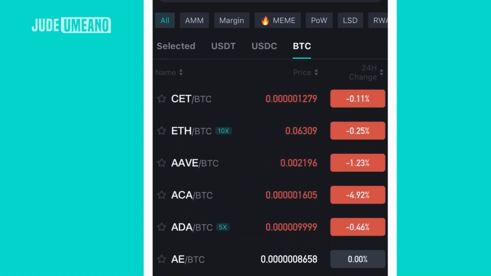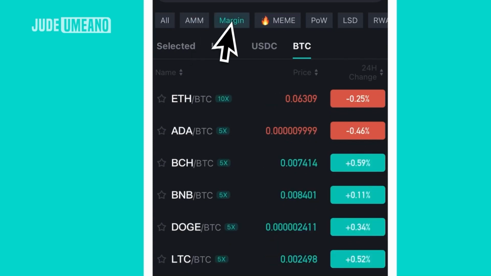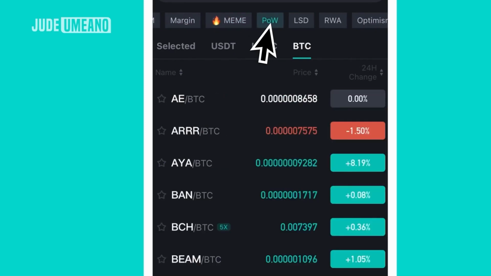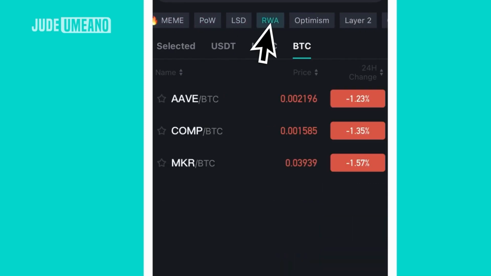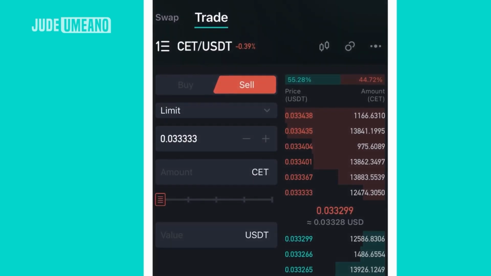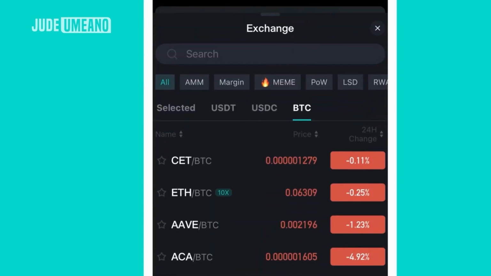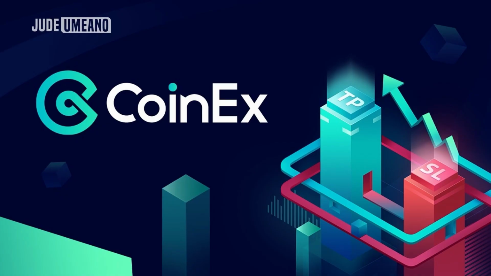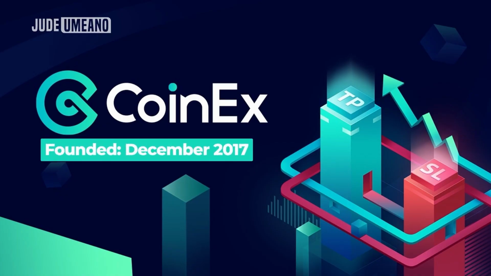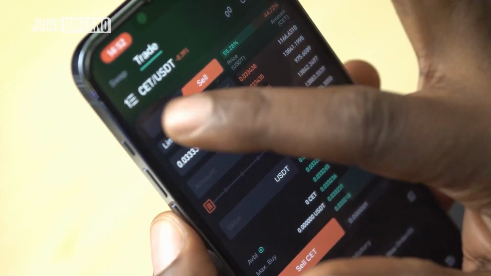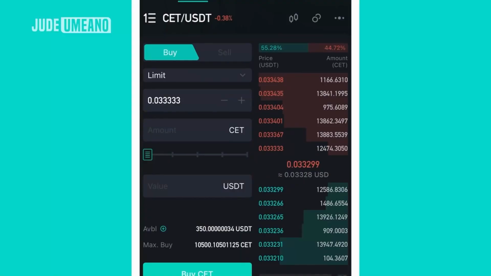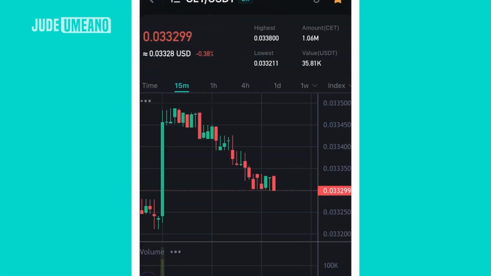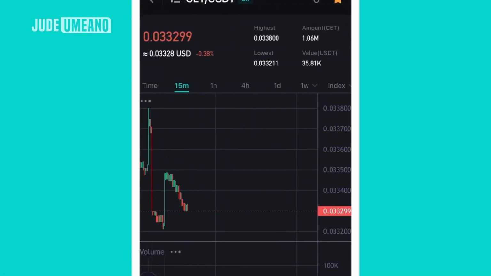There are other categories you have besides all. You have AMM, you have margin, you have meme coins, proof of work coins, LSD coins, RWA, optimism, and so on. So let's say we want to trade CET USDT. CET is the native coin of the CoinEx platform. CoinEx was founded in December 2017, so I can buy and I can sell this.